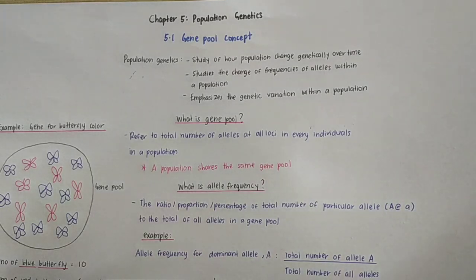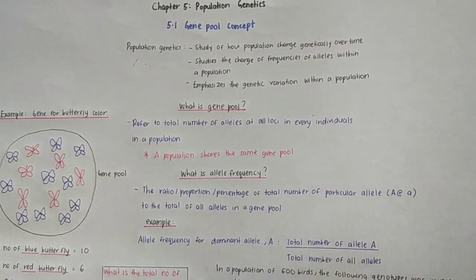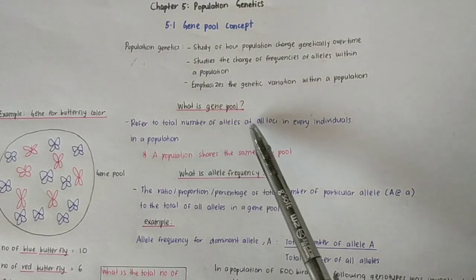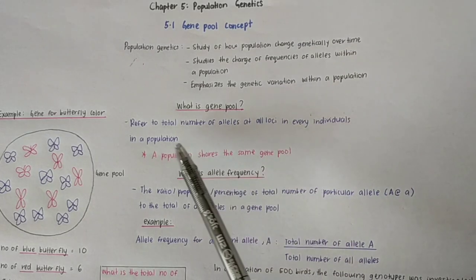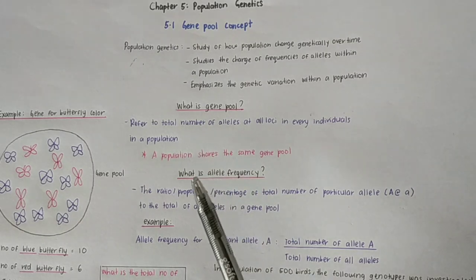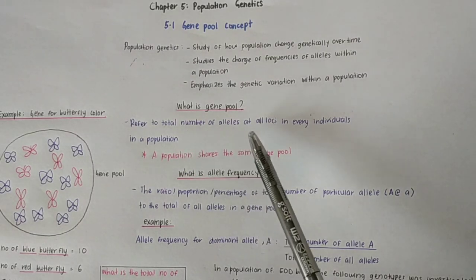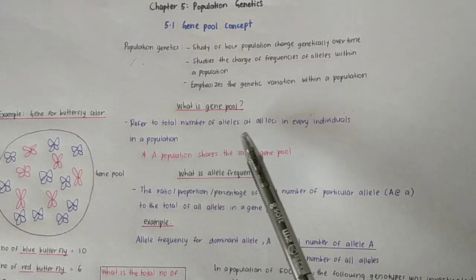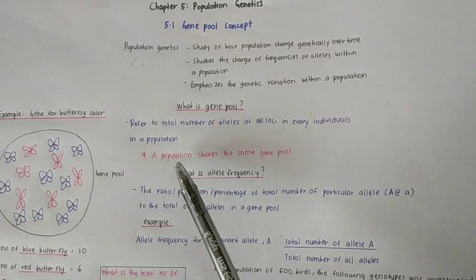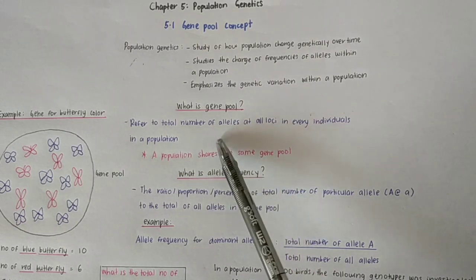So first of all, we look at what is gene pool. Okay, kita tengok dekat sini. So, what is gene pool? Gene pool refers to the total number of alleles at all loci in every individual in a population. Okay, so ni adalah gene pool. Secara ringkasnya, gene pool ni kita tengok kepada bilangan allele yang ada pada setiap loci di dalam setiap individu dalam sesuatu population. And a population shares the same gene pool. Dia akan share gene pool yang sama.